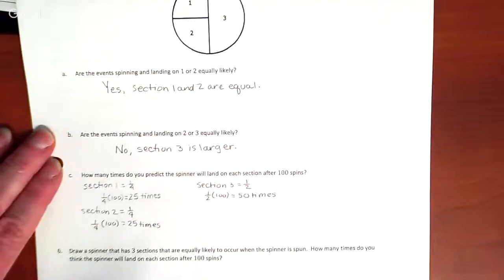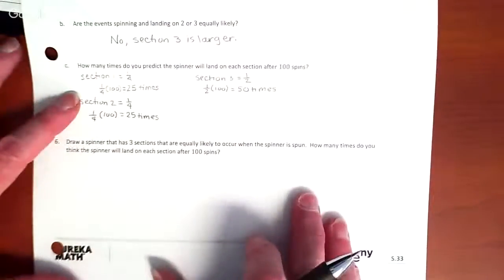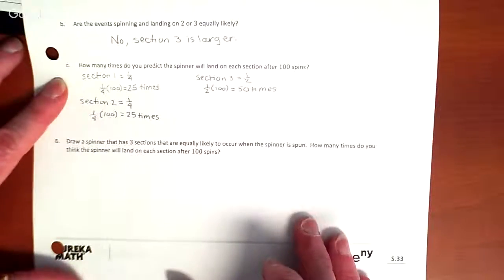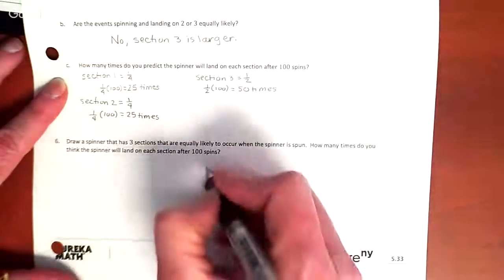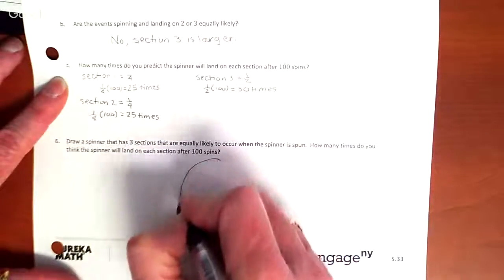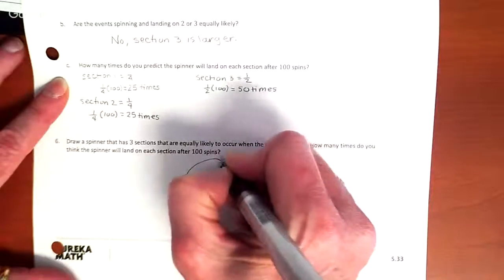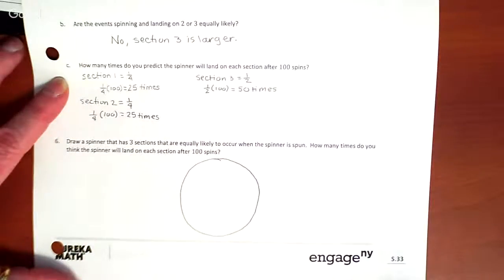Okay. Number 6 says, draw a spinner that has 3 sections that are equally likely to occur when the spinner is spun. How many times do you think the spinner will land on each section after 100 spins? Well, if I draw that, and forgive me if I don't draw a perfect circle, but it's going to be cool. Well, that's not too bad.